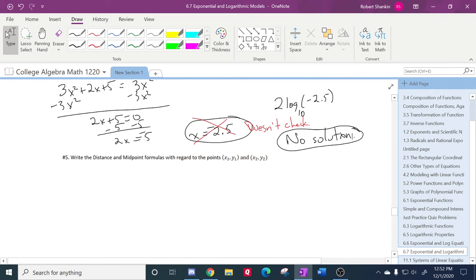Write the distance and midpoint formulas with regard to the 2 points, x1, y1, and x2, y2. Thirty seconds more.